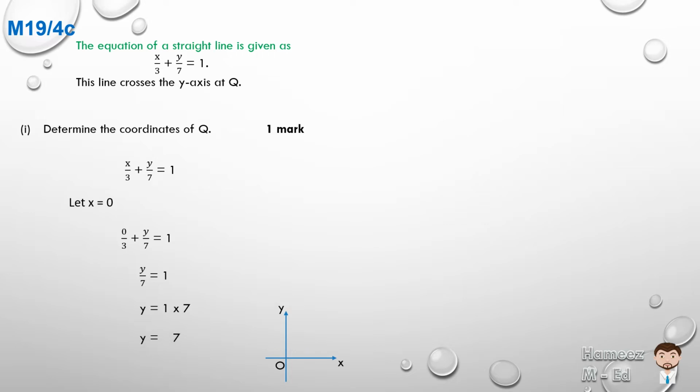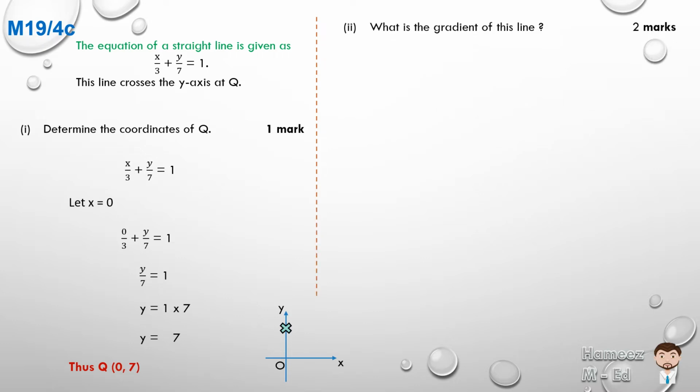So the coordinates of Q, that point on the line where it's cutting the y-axis, the x value will be 0 and the y value is 7. Part 2. What is the gradient of this line?